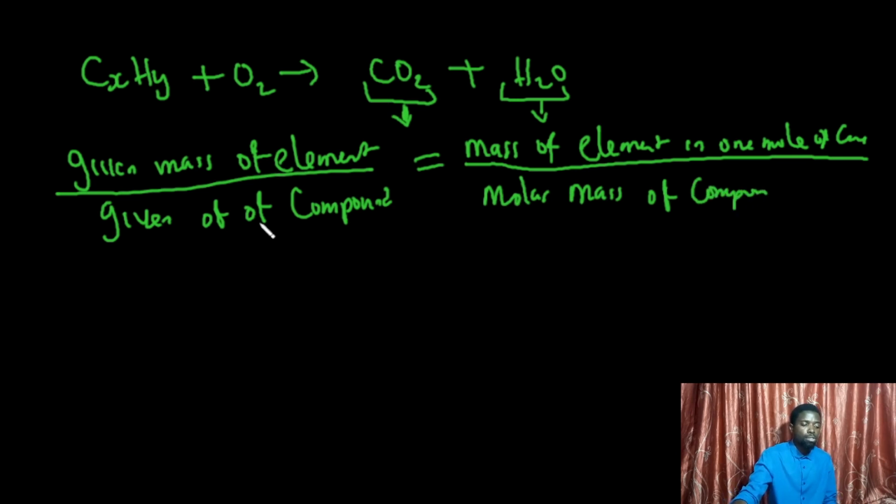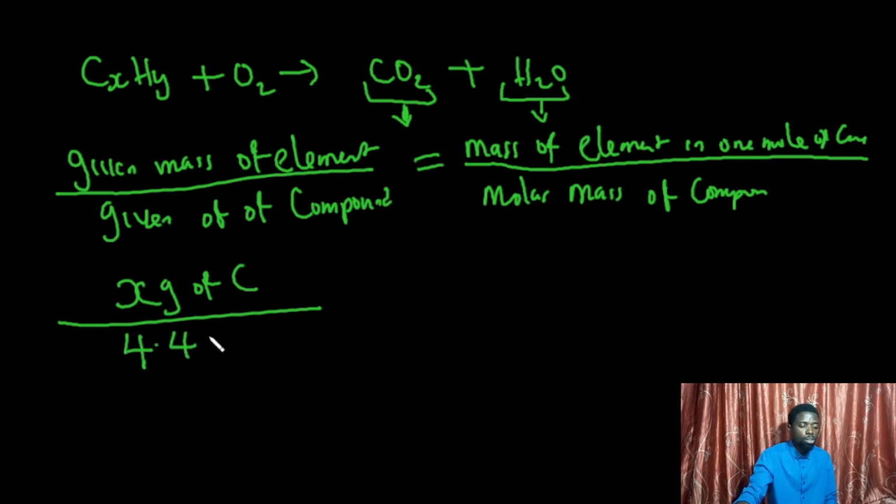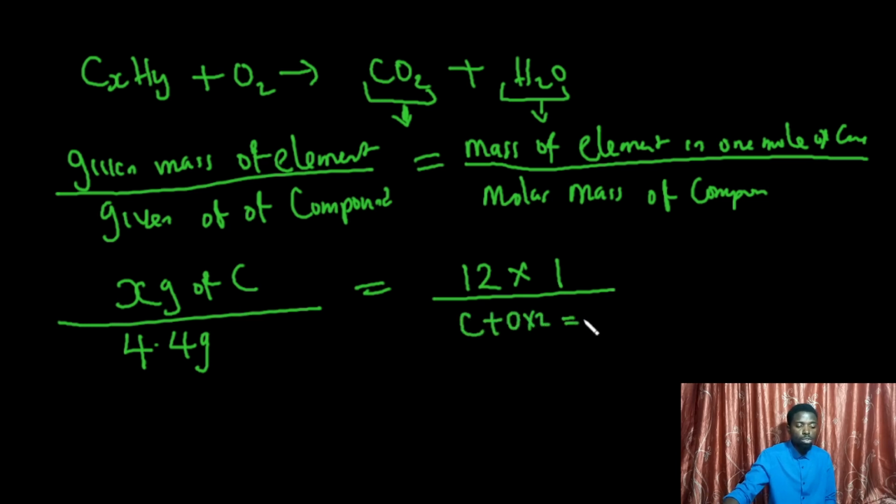We are looking for the given mass of carbon, and that is going to be x, let's call it x gram of carbon, divided by the given mass of the compound. The given mass of the compound according to our question is 4.4 gram, and this is going to equal the total mass of carbon inside 1 mole. Now carbon has the atomic mass of 12, and because we have just 1 carbon atom, it's still going to be 12. How many carbon atoms are in CO2? Just 1. So 12 times 1 divided by the molar mass of the compound, which is C plus O times 2, which if we solve is 12 plus 16 times 2. Eventually what we are going to get is 44.